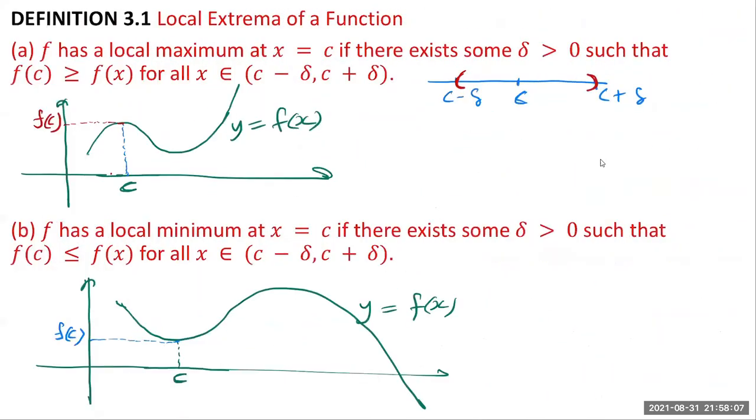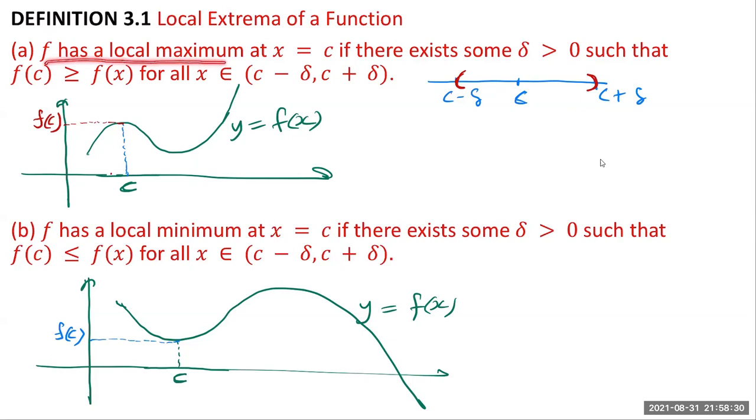All right, I want to start with Definition 3.1, local extrema of a function. Let's define what we mean by local extrema of a function. When we talk about local extrema, we have two: one, local maximum; the second one is local minimum. Here is the definition of a local maximum.